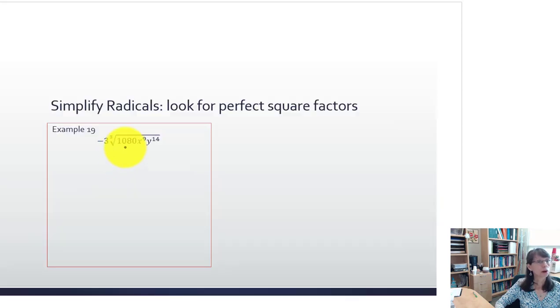In our next problem, I can see I have a cube root problem again, and it's being multiplied by a negative 3. So make sure you know the difference between when a radical is being multiplied by some term and what number is indicating the index for the radical. So I've got 1080 and I have some variable bases. So I'm going to start with 1080 and set up my factor ladder.